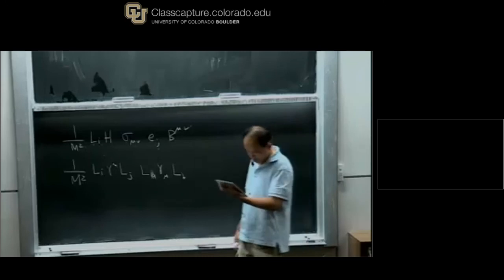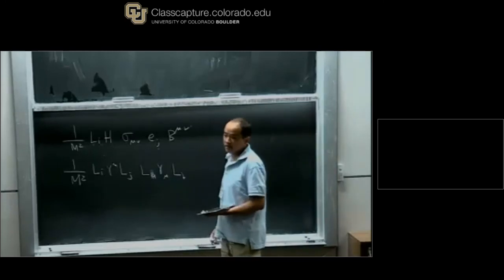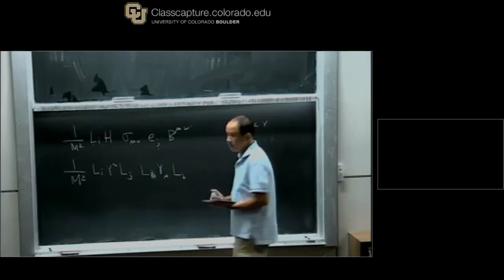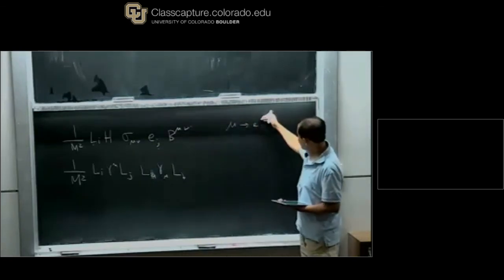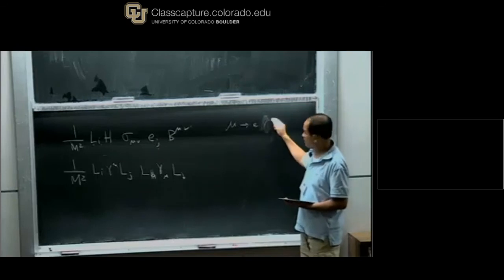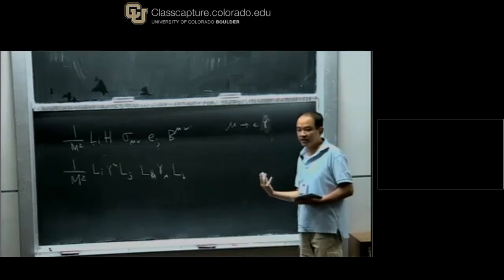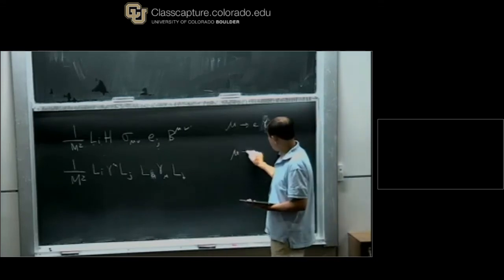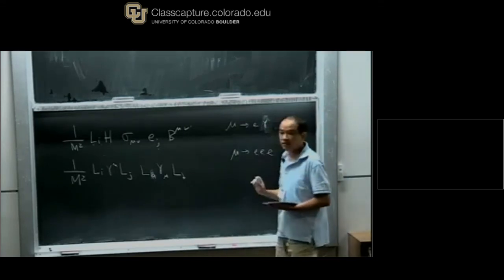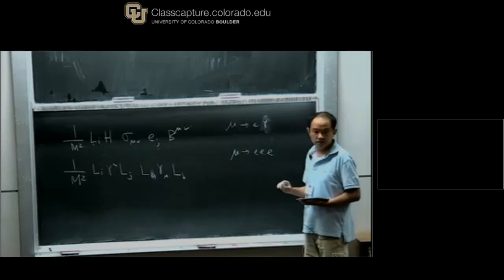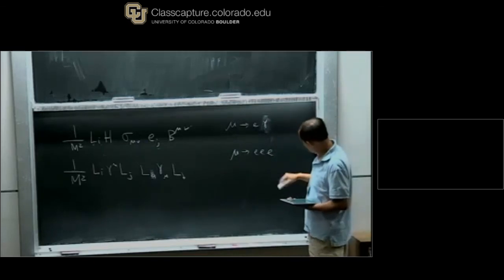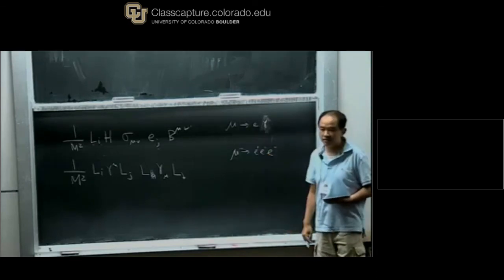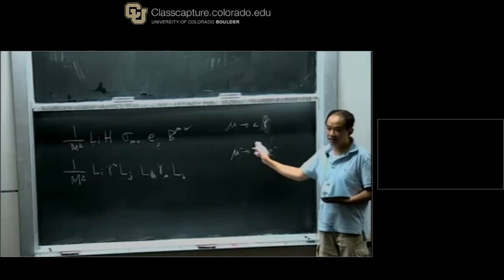These operators can be tested by observing mu goes to e gamma. The muon usually doesn't decay that way, so this has to be a very rare decay mode of the muon, but you can try to observe that. Also, you can see whether the muon goes to 3e, so e plus e minus e. You can try to observe that.